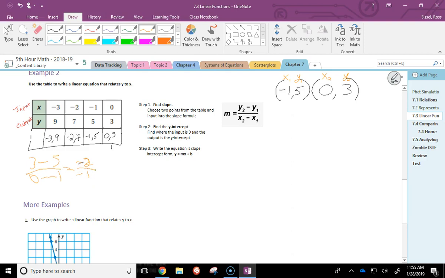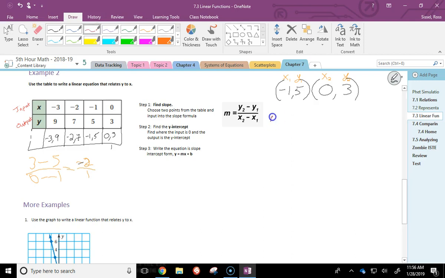Okay, so 3 minus 5 is -2. 0 minus -1 is positive 1. Told you, Troy. Subtracting a negative is like adding a positive. So 0 minus -1 is 0 plus 1. Alright, so your slope is -2 over 1. Good. Thank you, Troy. Put that back.